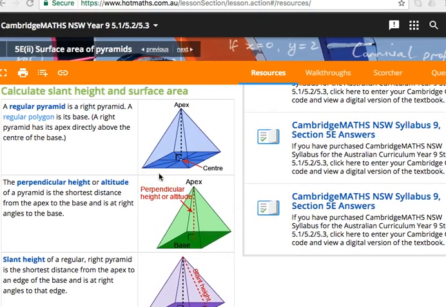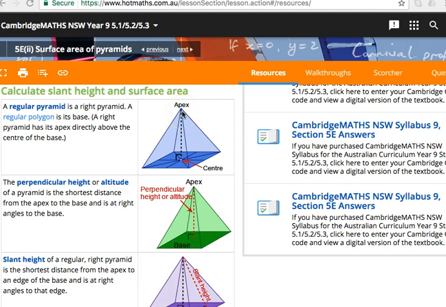Just looking at some terms when it comes to pyramids. A regular pyramid is a right pyramid. What that means is that the pyramid does not slant over, so it's not slanted. And also, the apex, which is the very top of the pyramid, is directly above the center of the base.